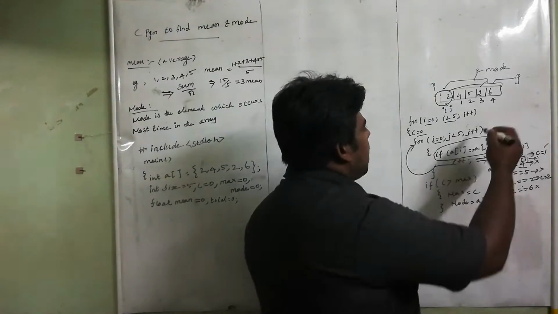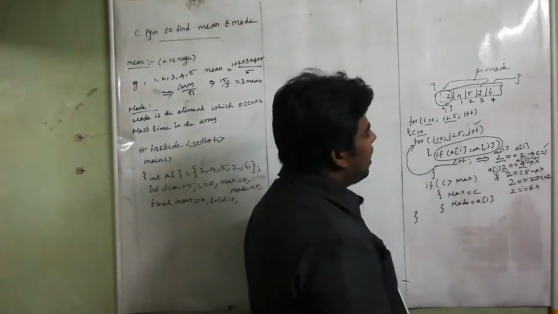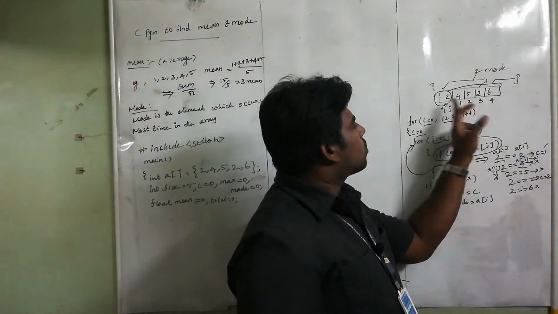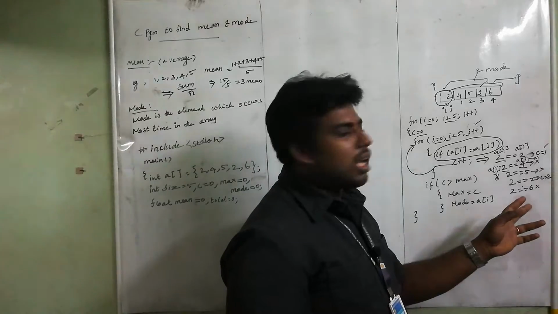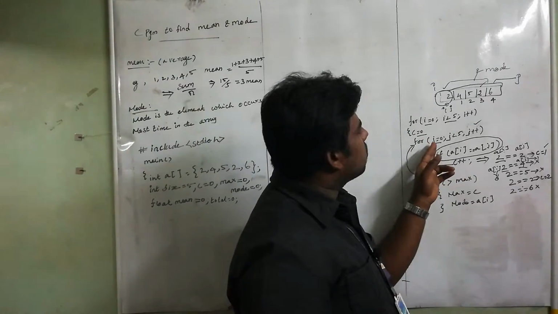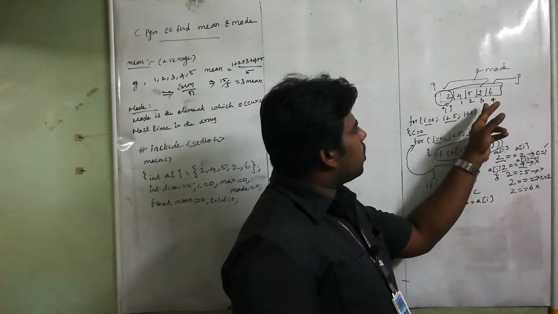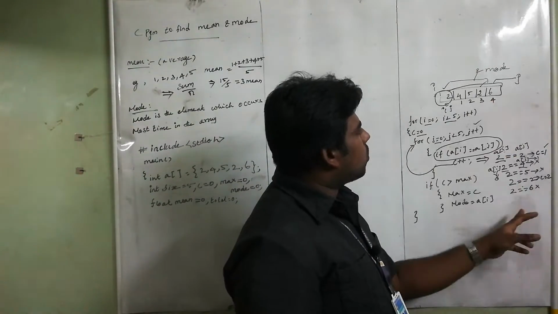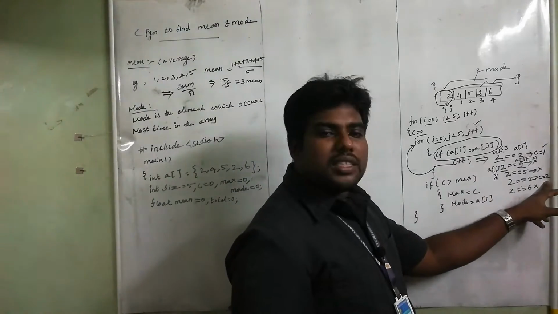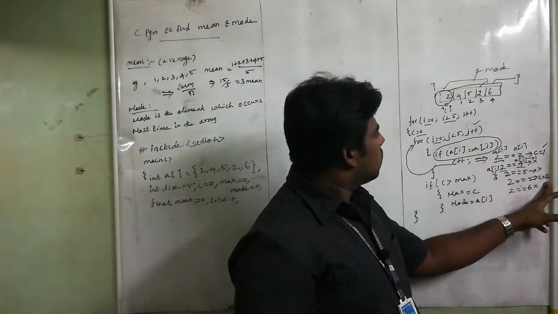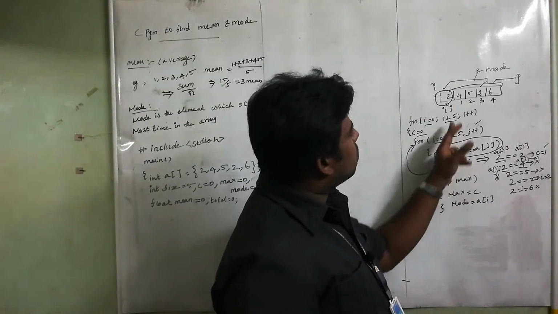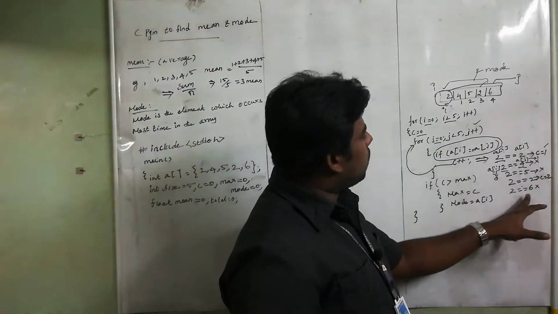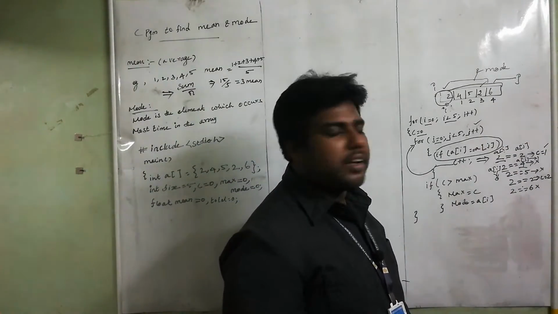Then again j plus plus. So now the j value is index 2. So 2 equal to 5, again false. Again increment j. Now j is 3, right? So 2 equal to 2. Now the c value is incremented to 2. Okay, what's the next one? This is the i value, now this is j. So 2 equal to 6, again the condition is false.